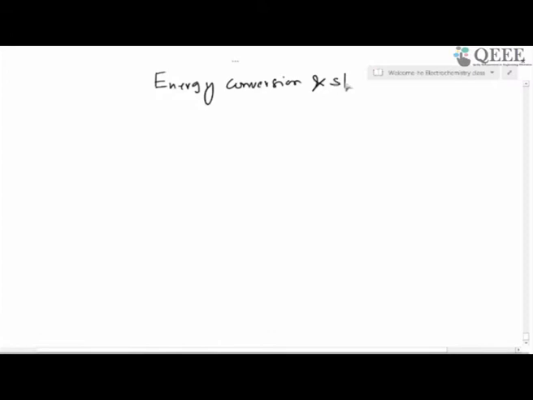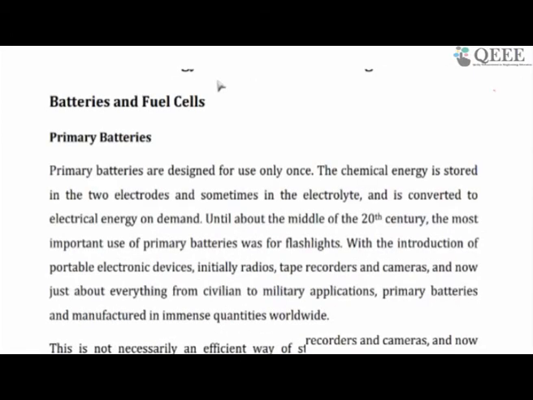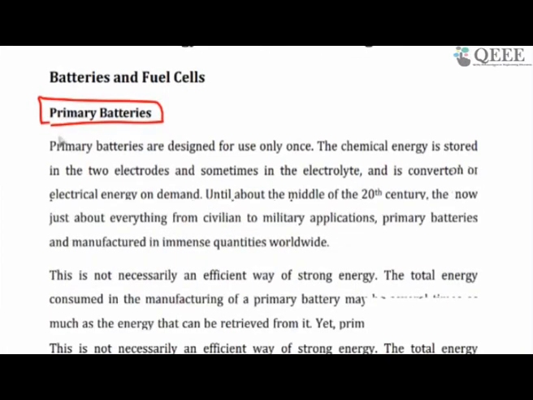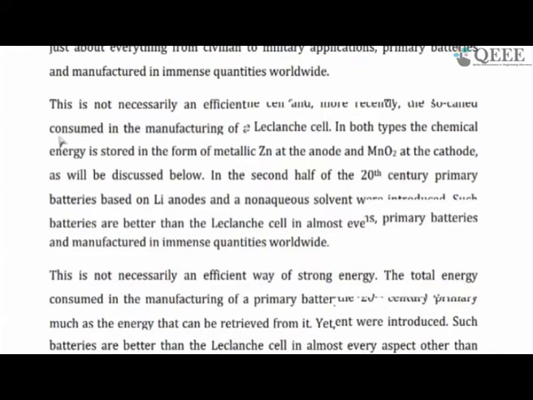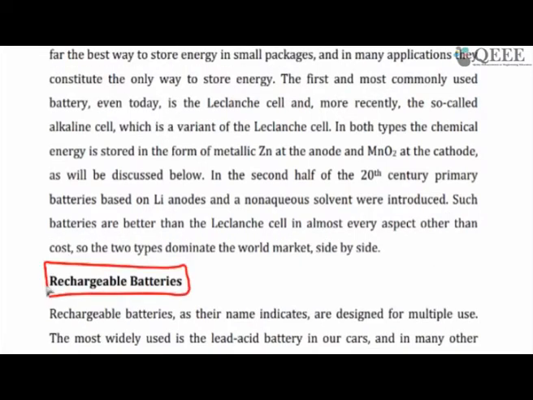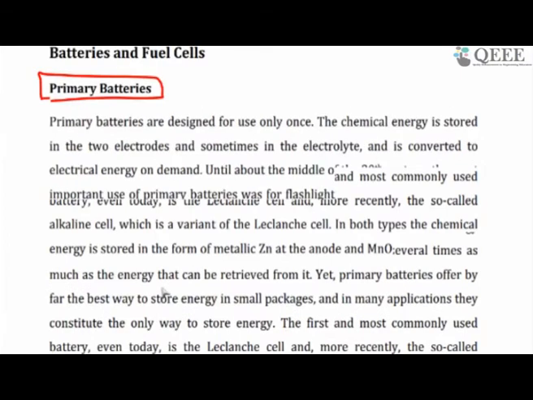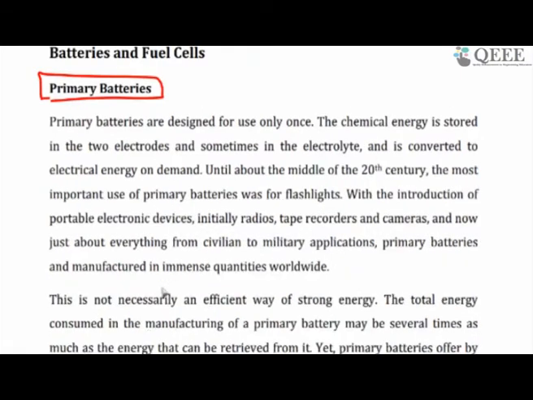So I have started with the batteries. The batteries have two classifications. One is the primary battery, the other one is the secondary battery or rechargeable battery. These are the two types of batteries. So what is a primary battery? Primary battery means it's a single use battery.